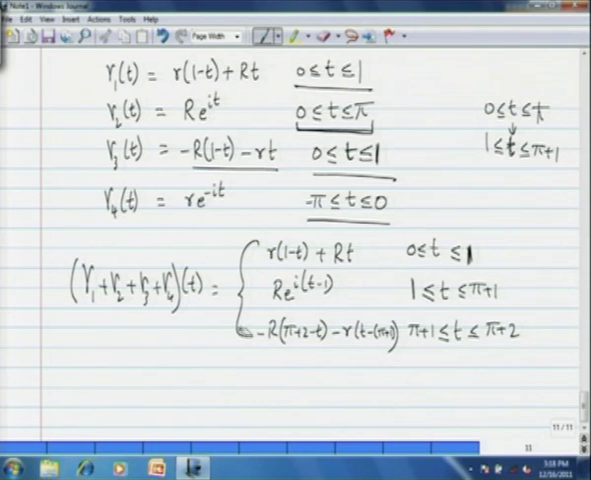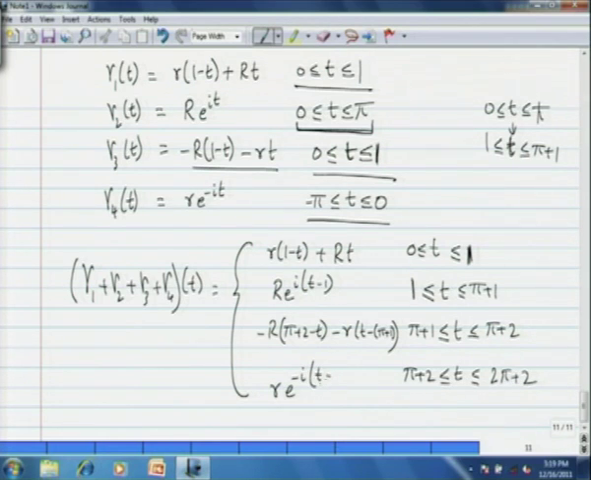And finally, we need to trace gamma 4. For that, we should start now at pi plus 2 and pick an interval of length pi. So, we should start at pi plus 2 and then we should end at 2 pi plus 2, because pi plus 2 plus pi is 2 pi plus 2. And then we trace r e raised to minus I, and then we adjust by subtracting pi plus 2. So, that is your join.